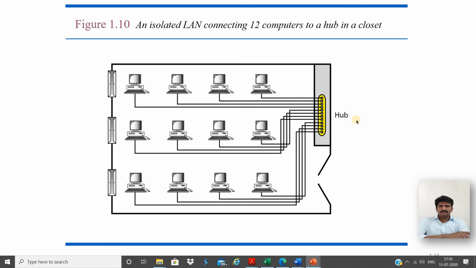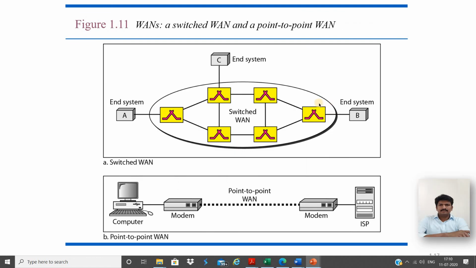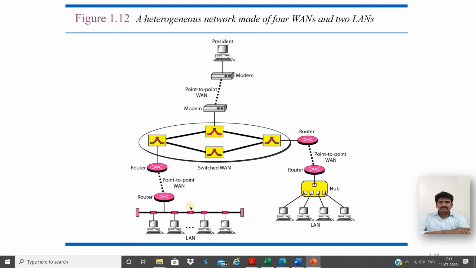This one is a LAN connection, how it is going to be connecting. This one is a hub, which is going to connect a number of computers. And switched WAN, wide area network. These are the switches you can have. This one is an end system, and between that there are also computers, but acting like a switch. Point to point WAN, wide area network. These are schematics. A heterogeneous network made of 4 WANs and 2 LANs. This one is one WAN, this one is one WAN, like this.